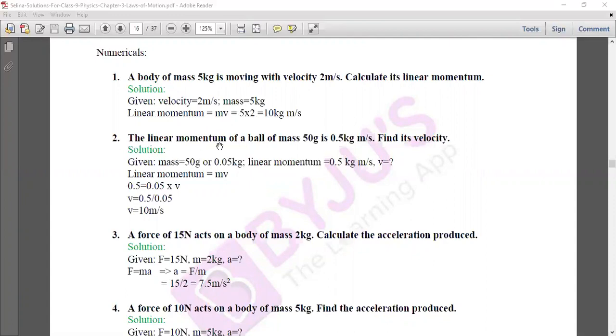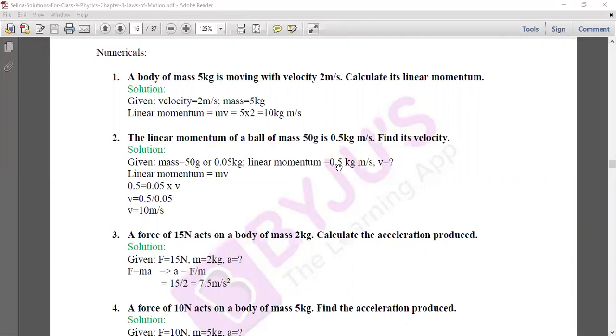Second one, the linear momentum of a ball of mass 50 gram is 0.5 kg meter per second. Find its velocity. Here in this question, mass is given, it is 50 gram. So we need to convert it into kg. So 50 divided by 1000 is 0.05 kg.